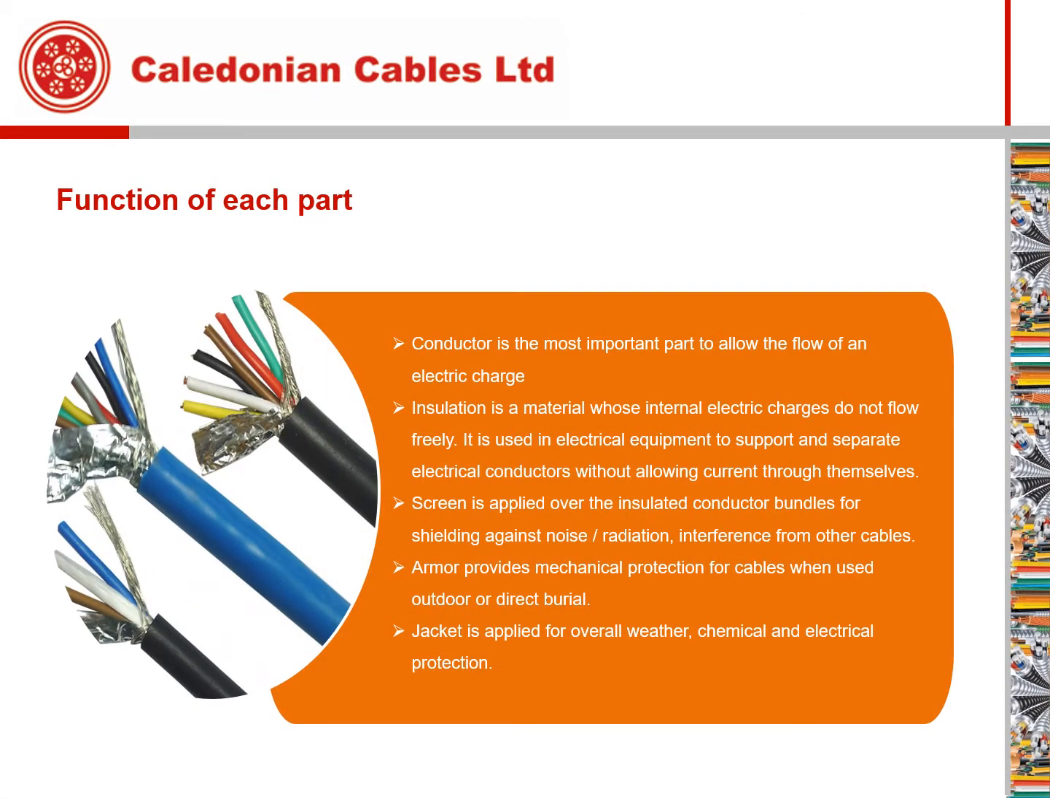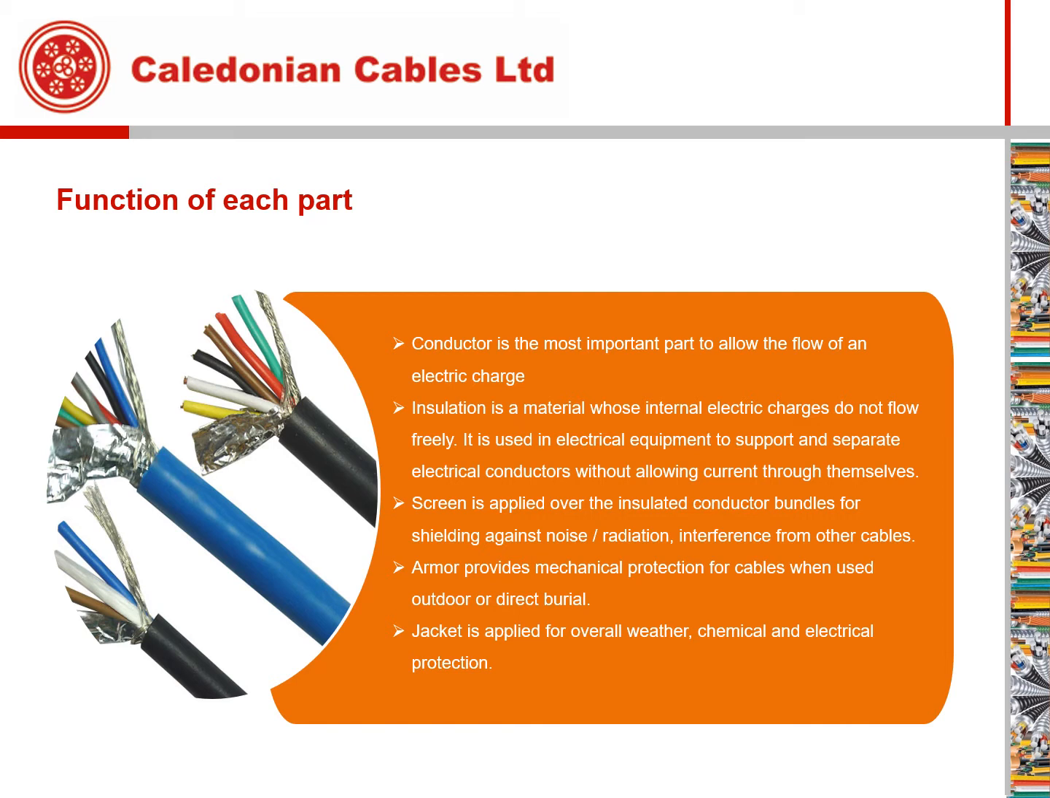After knowing the usual construction, let us introduce the function of each part. Conductor is the most important part to allow the flow of an electric charge. Its size decides the cost of the cable mostly. You can start to pay attention to LME copper price. Insulation is a material whose internal electric charge doesn't flow freely. It's used to support and separate electrical conductors without allowing current through themselves.